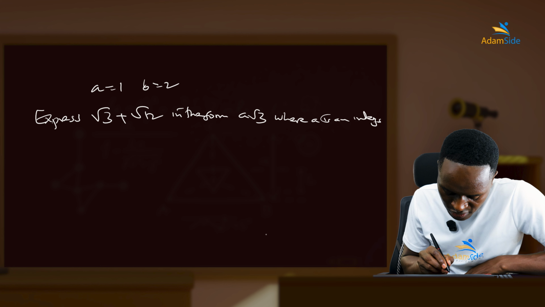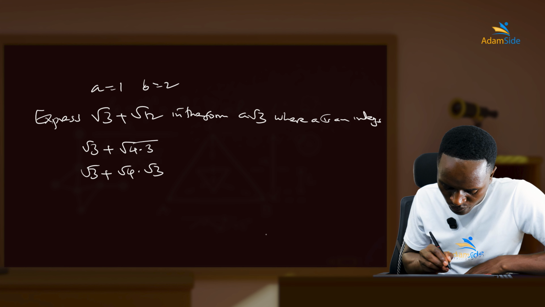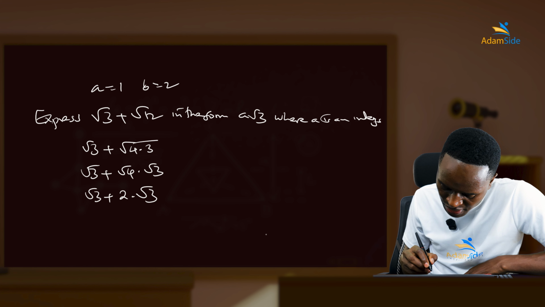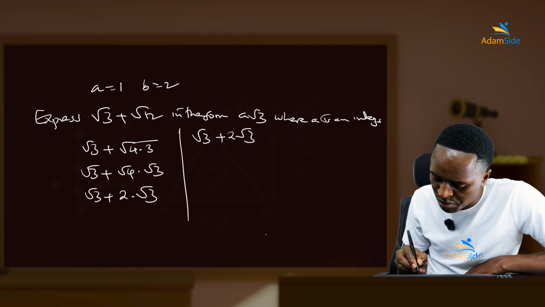So you can expand root 3 plus square root 4 times 3, and then simplify: root 3 plus root 4 times root 3. Then, what's square root 4? It is 2, times root 3. Then this is the same as root 3 plus 2 root 3. So this is the same as 1 root 3 plus 2 root 3.